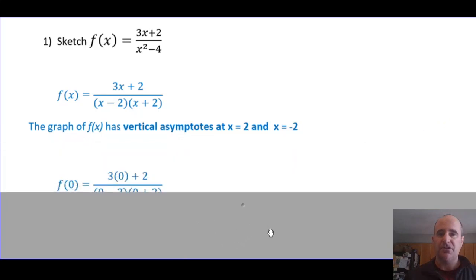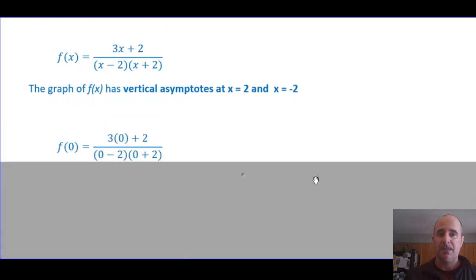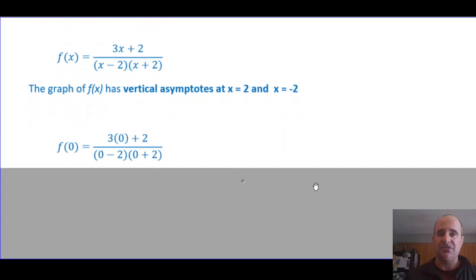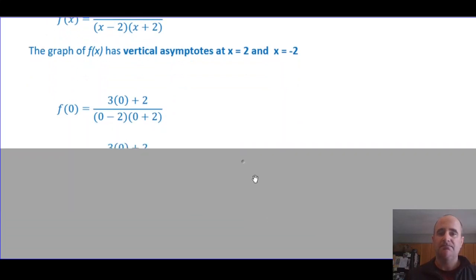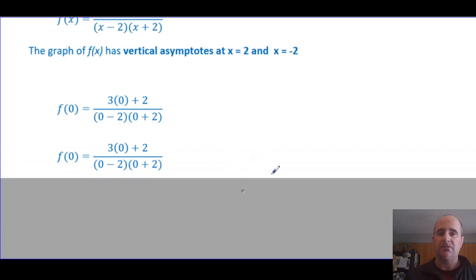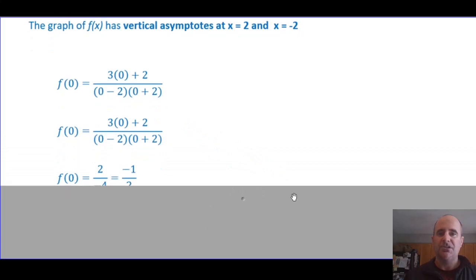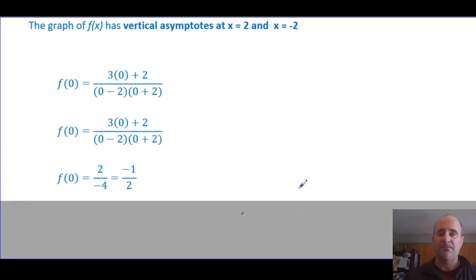We could also start looking at intercepts. If I set x equal to 0, I'm going to get a y-intercept. In this case, that gives me 3 times 0 plus 2 over 0 minus 4, which gives us negative 1/2. So f of 0 is negative 1/2, and that's the y-intercept.